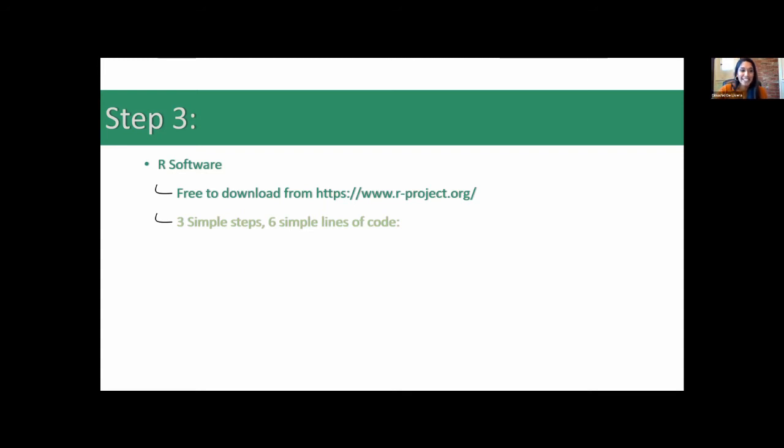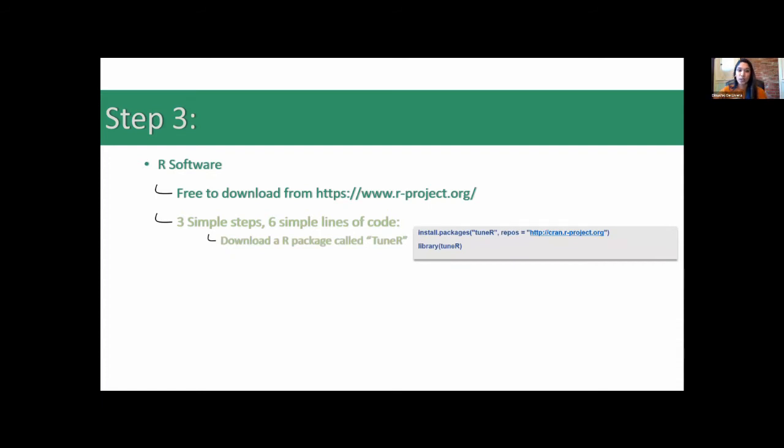So the first step is to download an R package called TuneR. To do this, you just run these two lines of code. That's it, I promise. Once you've run these two lines of code, the TuneR package will download on R. And this is basically where all the magic juju happens in the back end.